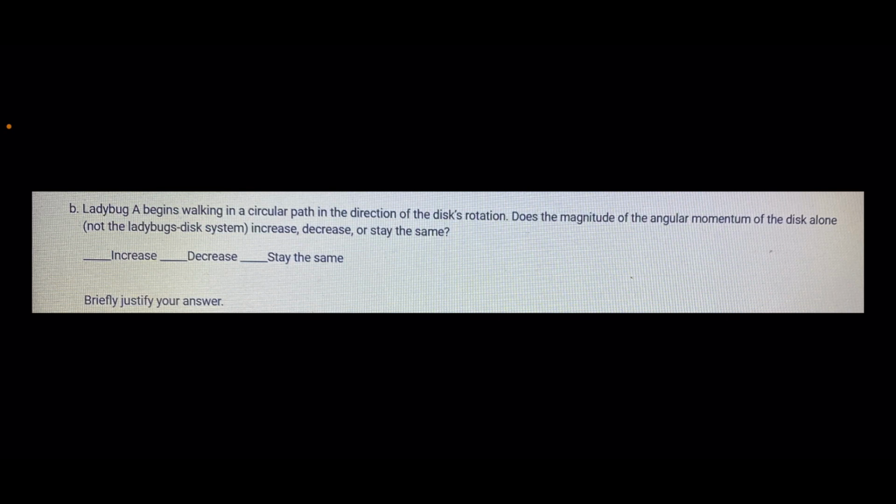To begin with, the angular momentum of the disc-ladybug system is conserved. When the ladybug begins moving, it actually gains angular momentum. In order for the disc-ladybug system's angular momentum to stay conserved, the disc's angular momentum must decrease in order to accommodate for the increase in Ladybug A's angular momentum.